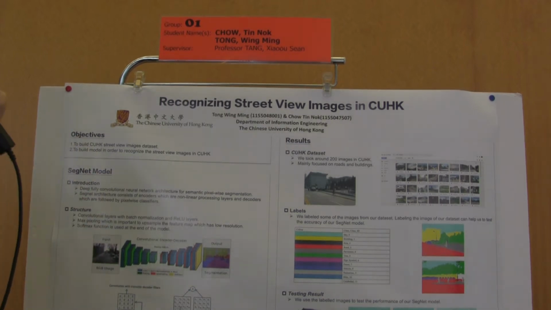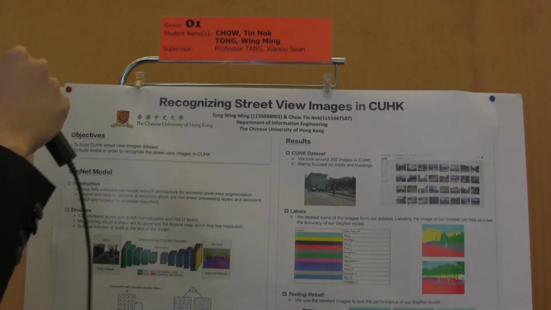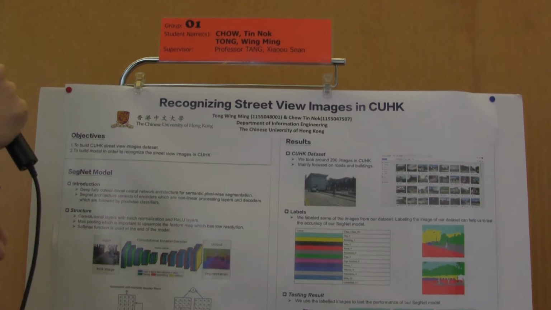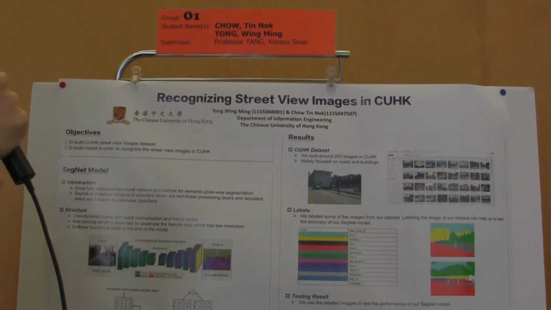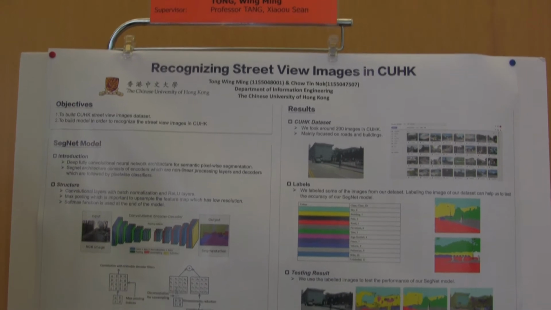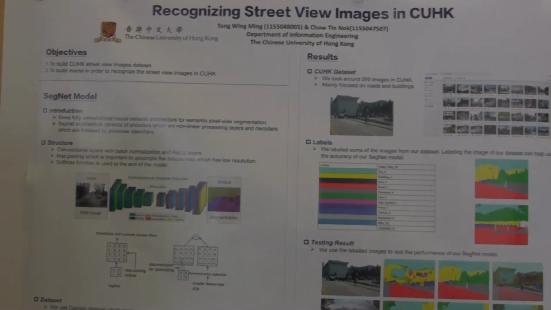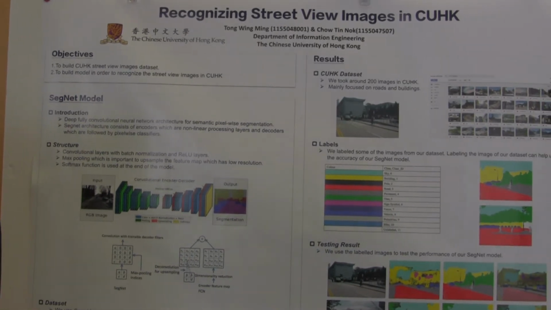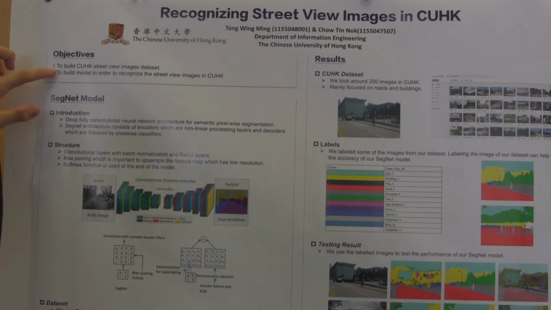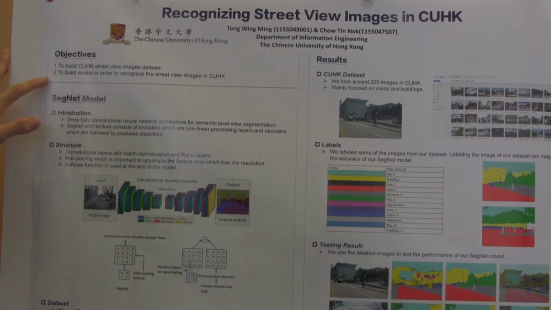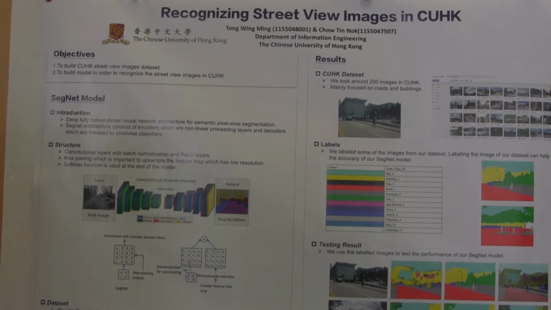Our project is recognizing street view images in CHK. In the last semester, we investigated the basic knowledge of deep learning technology. Deep learning technology is a branch of machine learning. In this semester, we are going to use deep learning technology to build the CHK street view images dataset. Also, we are going to build a model in order to recognize the street view images in CHK.